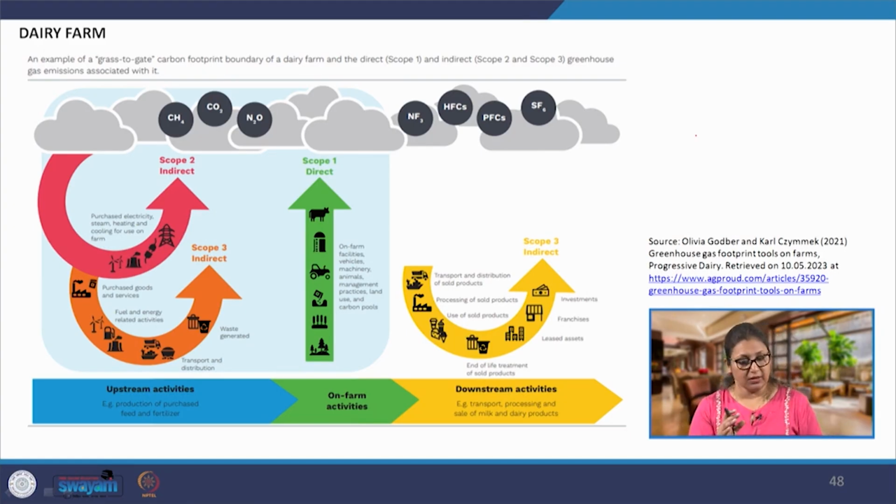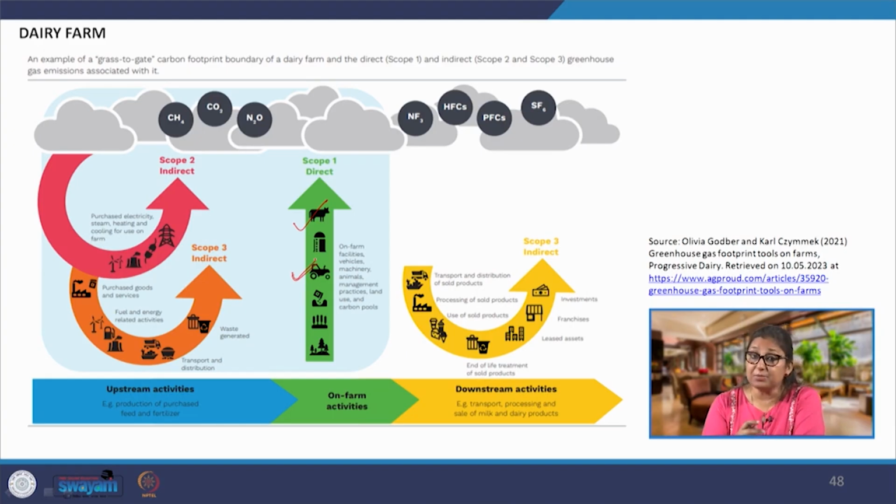But the beautiful thing in this example is that while they have identified the scopes, they have also identified the scopes in downstream and upstream, and on the farm, during the process of this whole activity. So, looking at the direct emissions first, the scope 1 emissions first, which are resulting from the on farm activities. So, we have machinery, the emissions resulting from machinery. So, there are tractors and a lot of other machinery which is running on fuel and causing emissions.